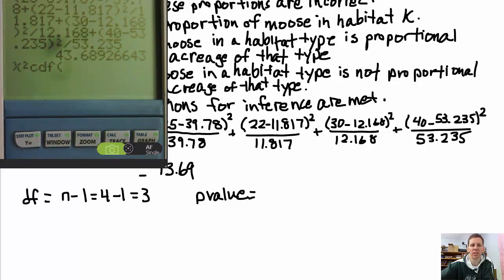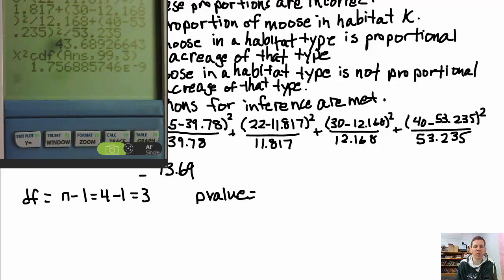What we're going to type in is this value. Now you can actually type in the rounded value, which we wrote on the paper, 43.69, or you can use your answer. I'm just going to go second answer, or you could type in 43.69. Afterwards, we're going to type in basically the number infinity. You don't have to go that far, though. If you just want to use 99 or 999, that's okay as well. Comma, the degrees of freedom for the problem, which is 3. What this generates is your p-value, which is 1.76 times 10 to the negative 9th power. I'm going to write that down here.